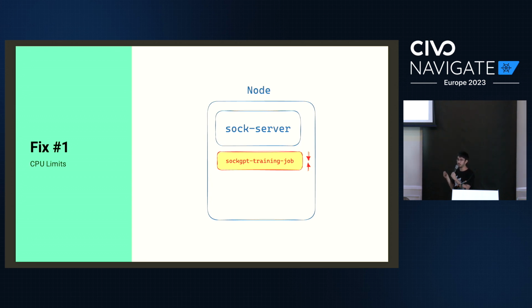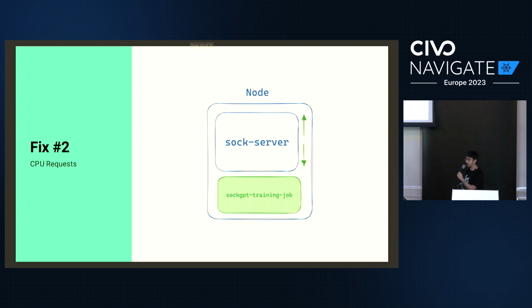In other words, I have a problem with my neighbor, so I didn't do any self-introspection. Why is it that I went and I limited my neighbor? And what I'm going to show you is that actually the correct way to fix this is the complete opposite. And the way that you can do this actually is without CPU limits at all. What you can do is you can fix this with the CPU request on sock server.